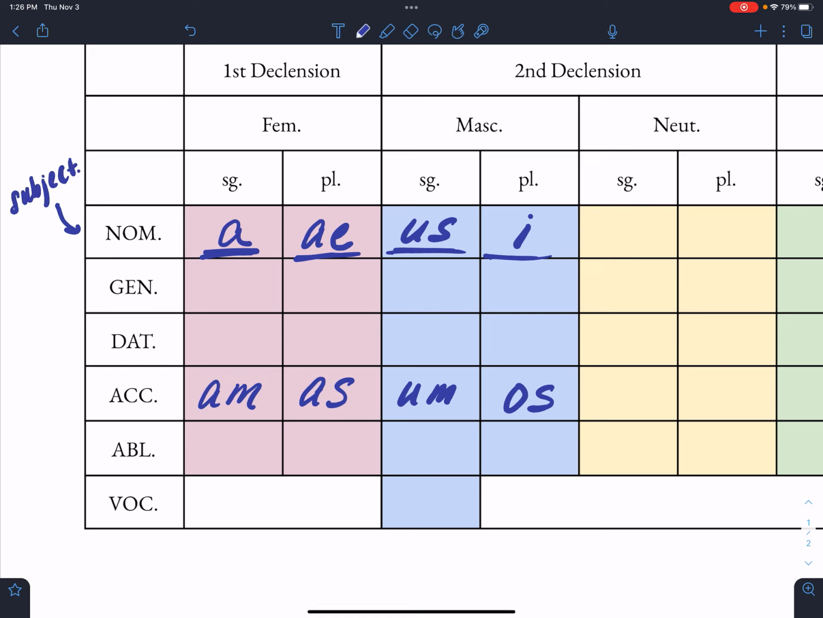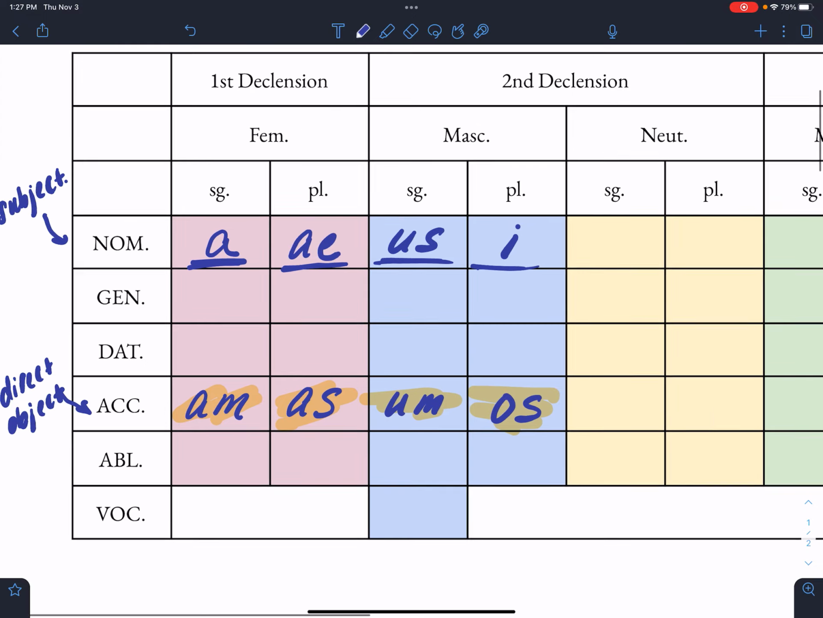Now these ones down here, as and os, those words, what's the function typically? Direct object. Okay, so this particular case, the accusative case, is used for direct objects. And you've just figured out 2 out of the technically 7 cases. There's only 6 up here, but there should be 7.